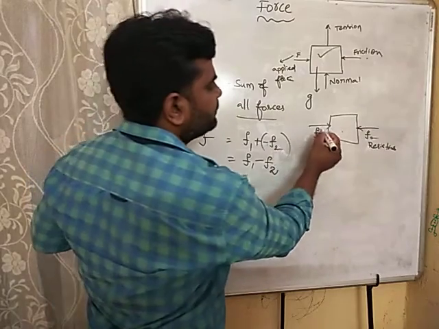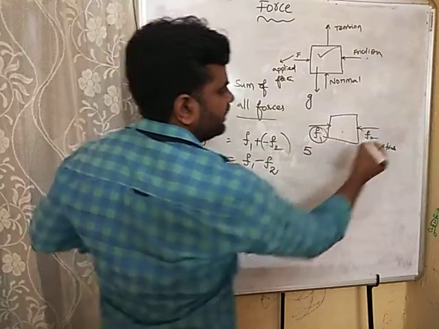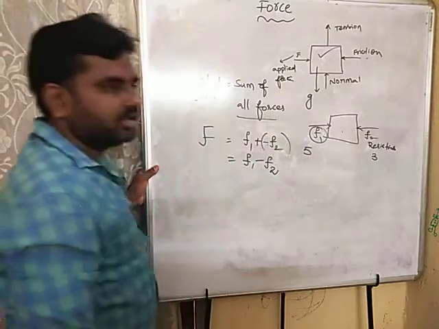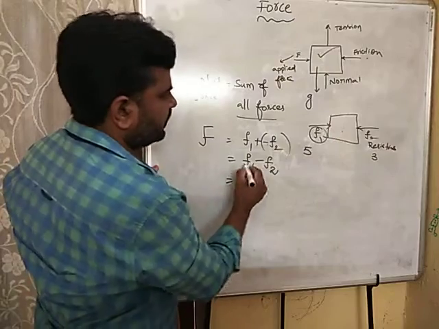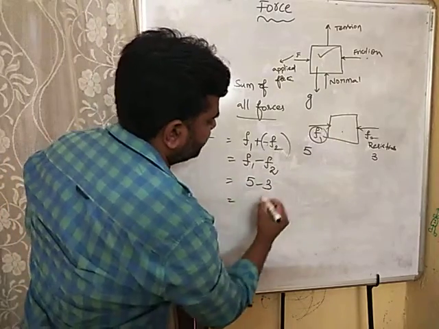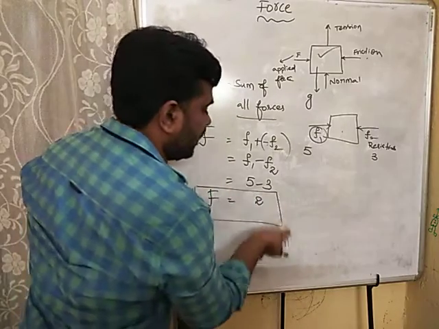For example, F1, assume that this is 5, and F2, assume that it is 3. Now what is the net force? So F1 is 5 and F2 is 3. So 5 minus 3, that is 2. So F is equal to 2. But what are the units?